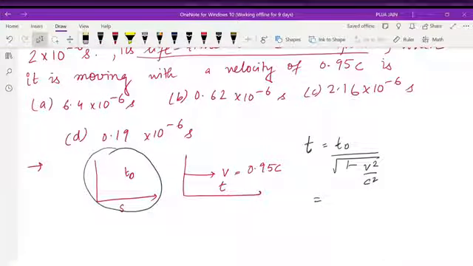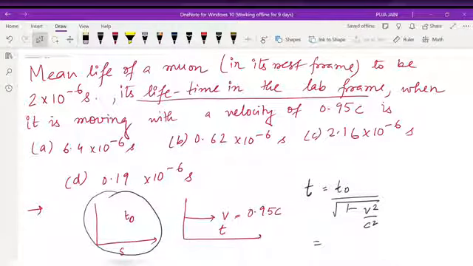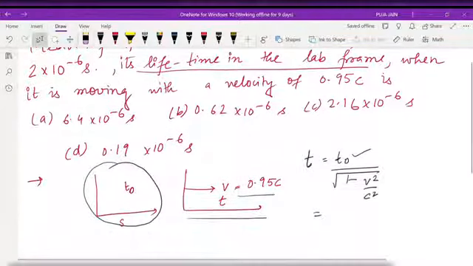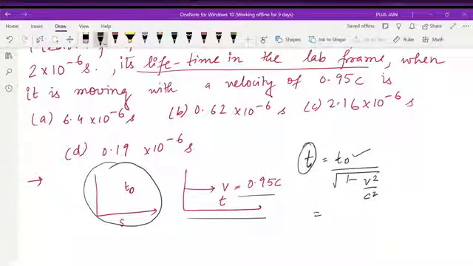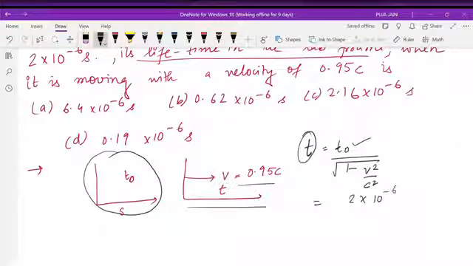The basic thing you need to understand is which one is my rest frame and which one is my moving frame. Clearly, in the rest frame the mean lifetime of the muon is T naught, which is given, and the other frame is moving with the velocity. So this is my moving frame, my S dash frame, and we need to find T in the S dash frame. So T equals T naught by root 1 minus v square by c square. Now we substitute the values: 2 into 10 to the power minus 6 second by root 1 minus 0.95 c square by c square.